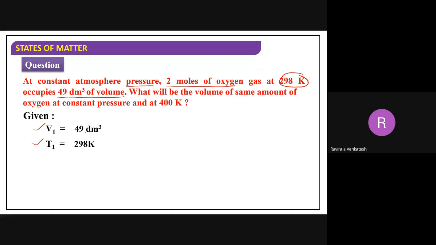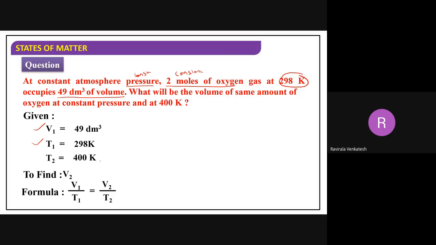Next, what will be the volume of the same amount of oxygen? Here moles are constant, pressure is also constant. Charles law we have to use here. And the temperature increased to 400 Kelvin. What will be the V2 they are asking? Constant pressure means Charles law we have to take here. Take Charles law again.